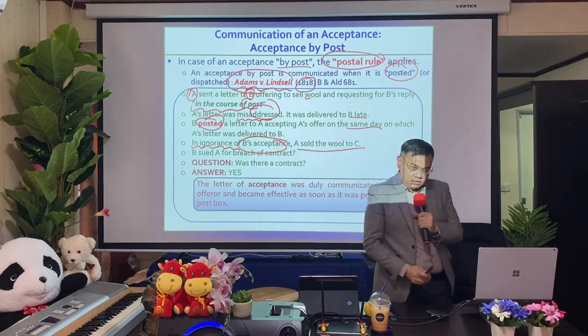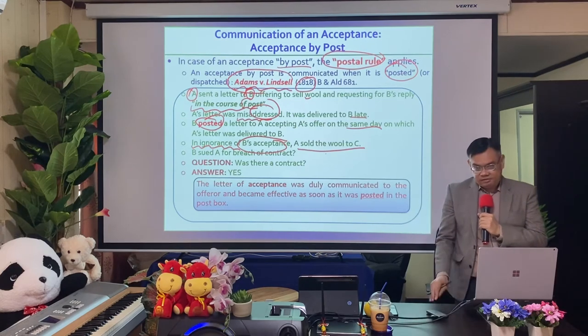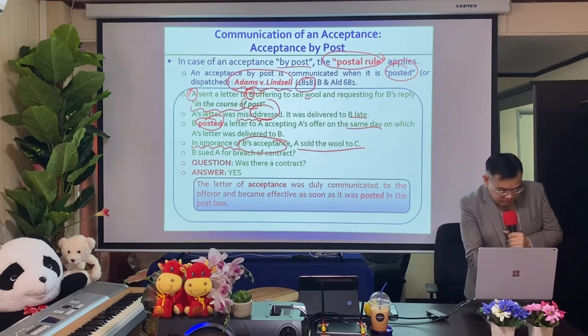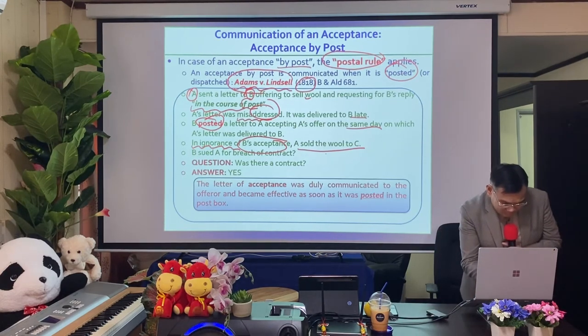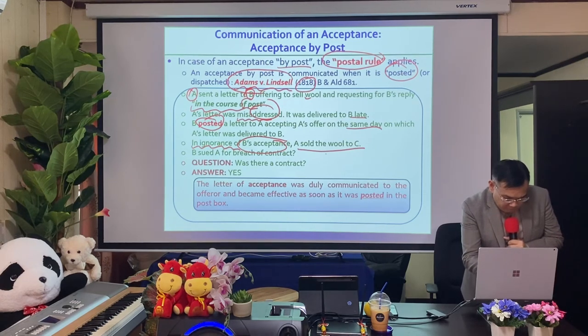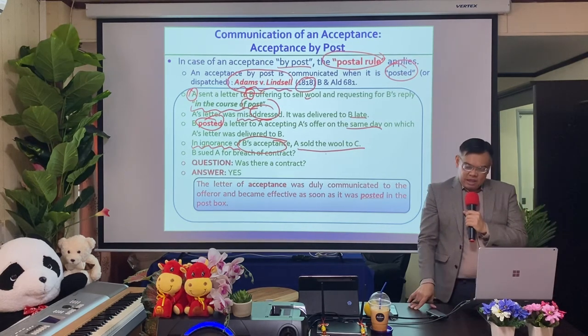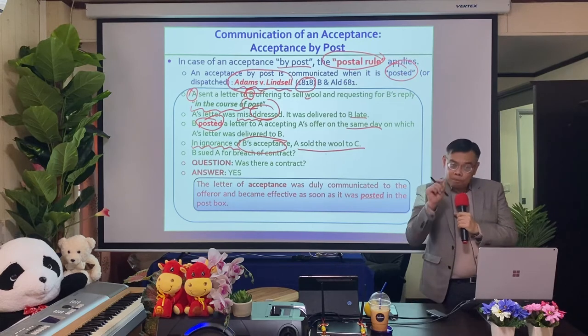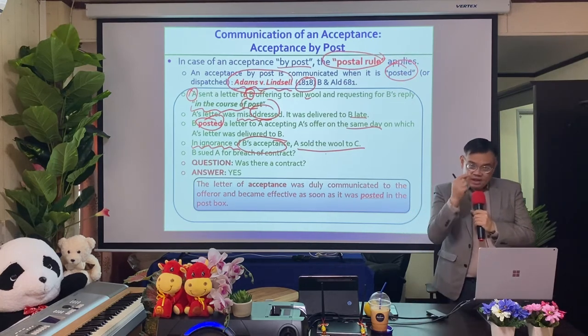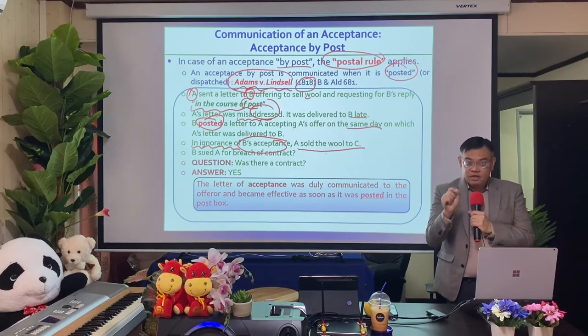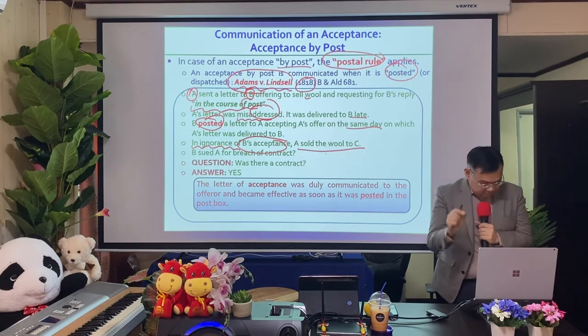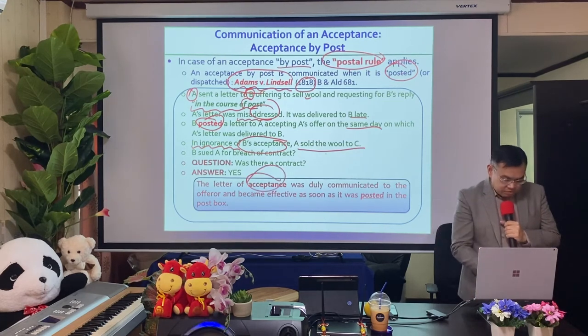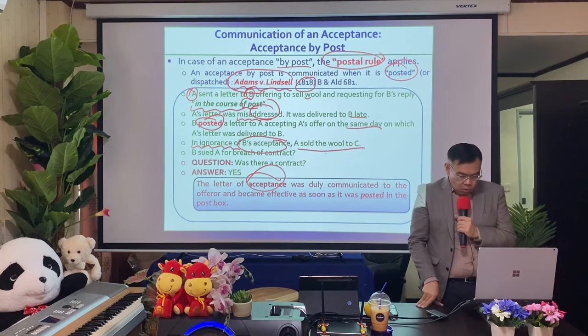The court held that once the acceptance was posted, then it became effective. Hence the postal rule: as soon as an acceptance is posted, it will become effective. So this is the rule in English common law.